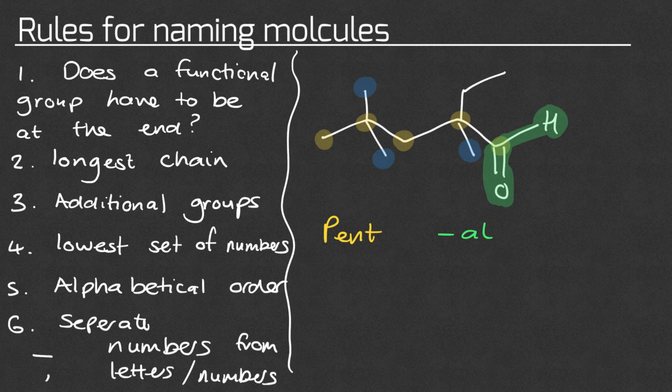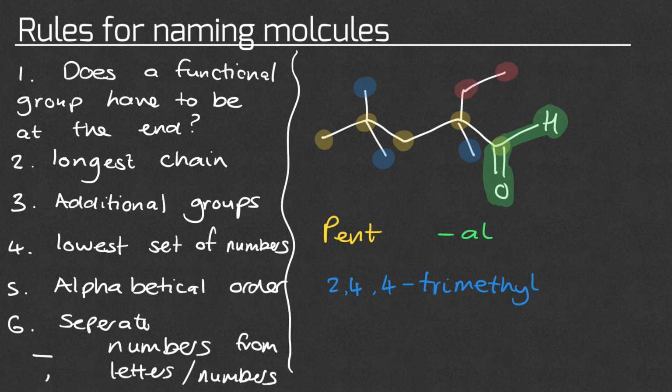We have then got 3 methyl groups. We've got a methyl group on carbon 2, and a methyl group on carbon 4, and another methyl group on carbon 4. So this part of the name would be 2,4,4-trimethyl. 2,4,4 because the methyl groups are on carbons 2, and 4, and a second on 4. Trimethyl because there are 3 methyl groups in total.